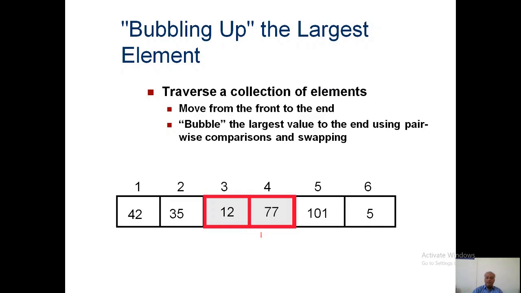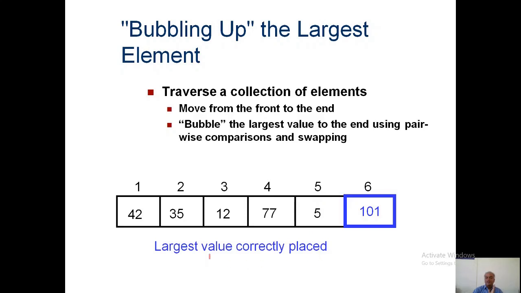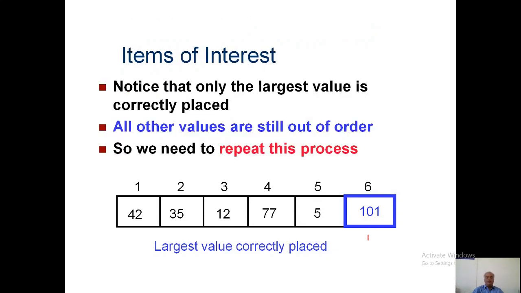Next go with the fourth and fifth elements, 77 and 101. Here 77 is smaller than 101, so there is no need to swap. Then 101 and 5, the fifth and sixth elements, are checked. The fifth element is larger than the sixth, so it needs to be swapped. That is said to be the first pass. The largest value is correctly placed at the end, and then we come to the next pass.